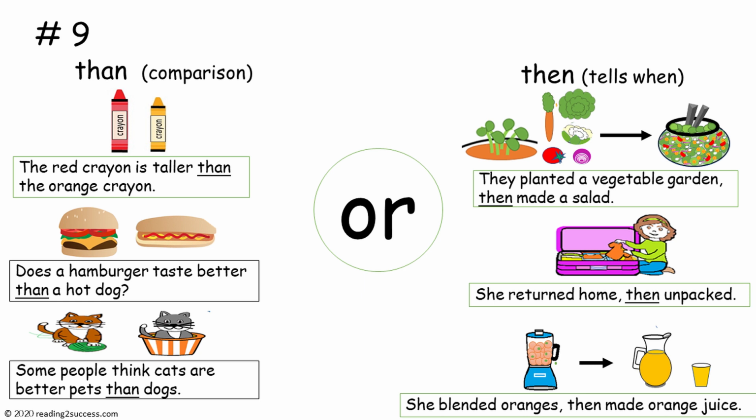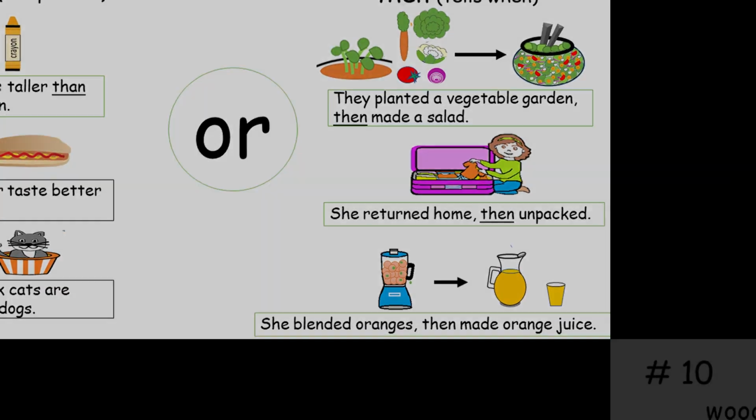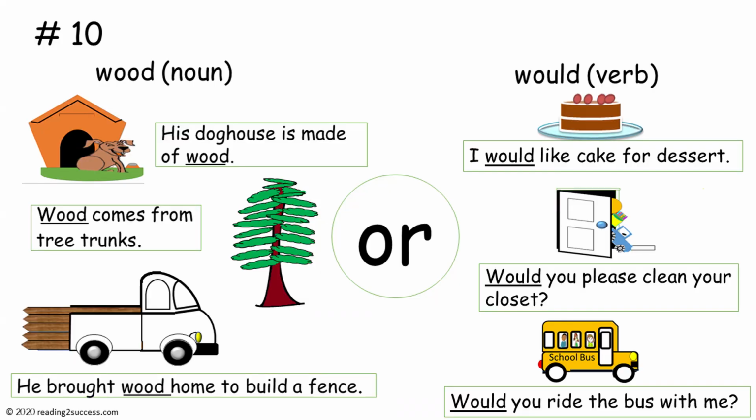T-H-E-N tells when. They planted a vegetable garden, then made a salad. She returned home, then unpacked. She blended oranges, then made orange juice. And now it's number 10.